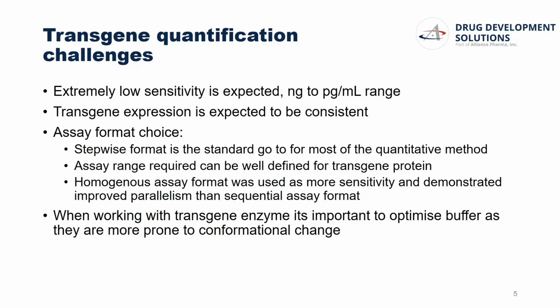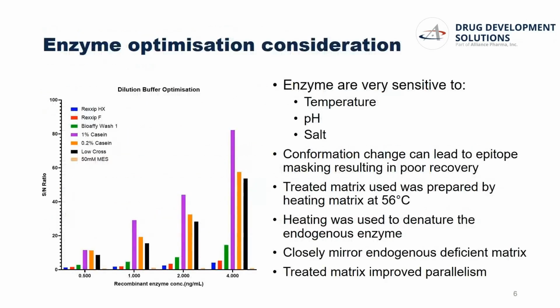So when working with transgene enzymes, one of the most important things that we found is that the buffer plays a crucial part in developing these assays, as buffers can have a huge impact on conformational change of some of these enzymes. So on my next slide, I can show you some of the buffer impact on the enzyme. If you can see on this graph, we looked at the assessment, for example, of one of the transgene enzymes in some of the Rexit buffer, and also included some of the common buffers that we use, like 1% casein, 0.2% casein and Low Cross buffer.